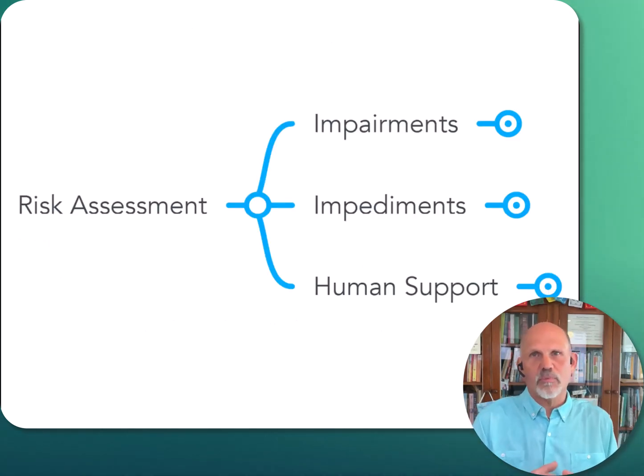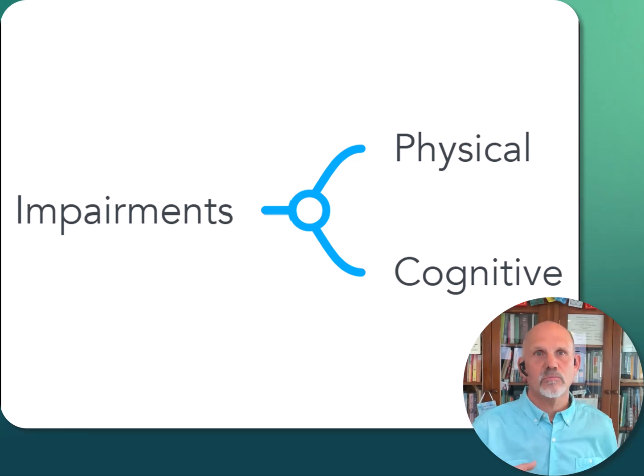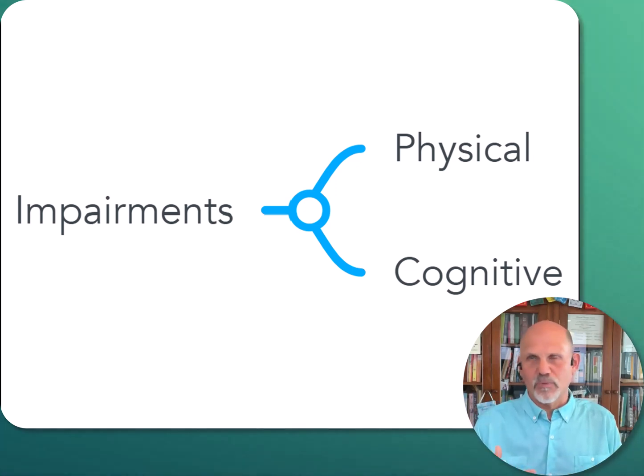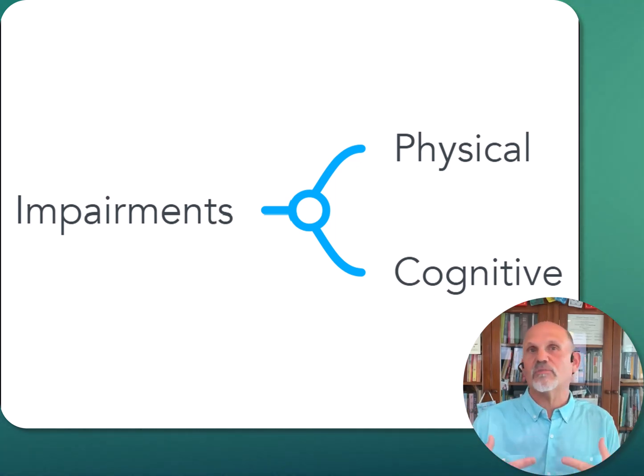So let's talk about the risk assessment. Well, first we're going to talk about impairments and then impediments, and then probably the most important factor in any home safety plan is what is the human support? So let's talk about impairments. Now, this is not a lecture to take a deep dive on impairments. We do that in other courses, but I do want you to understand a few concepts.